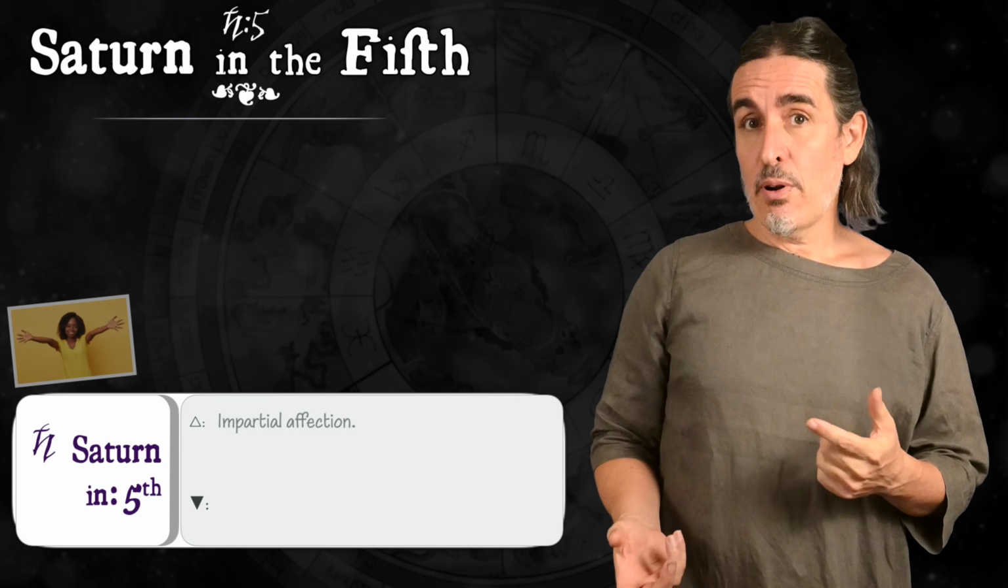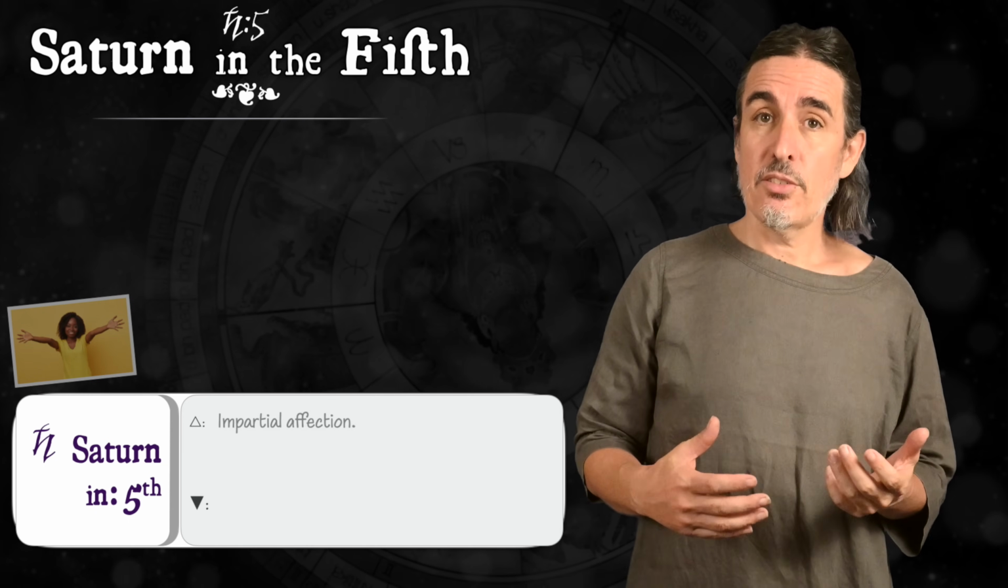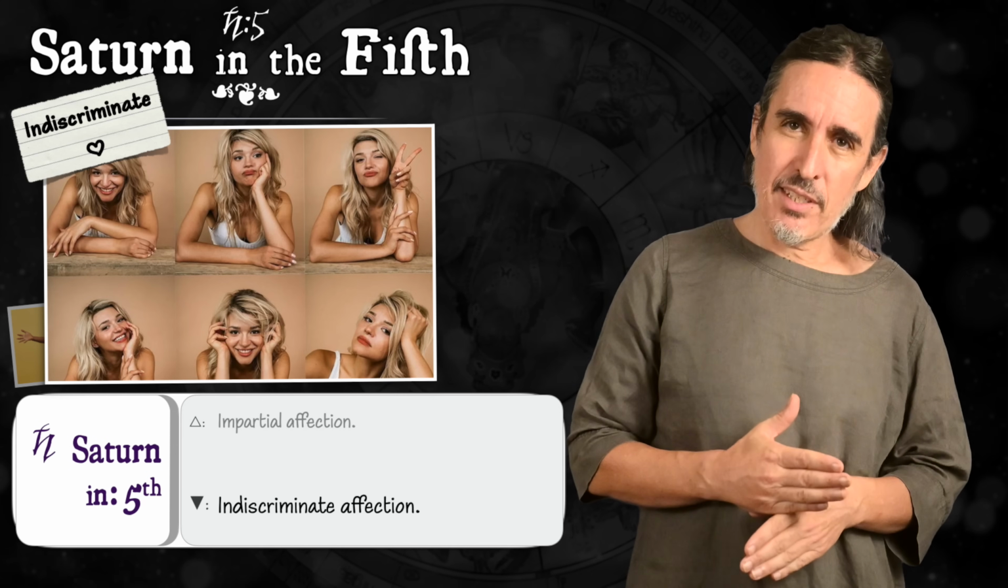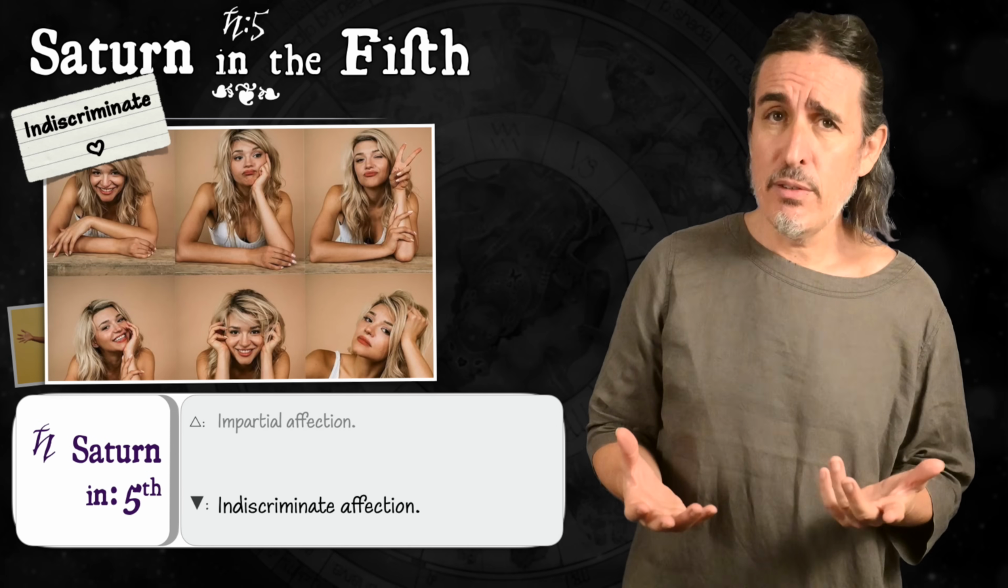The flip side of impartial affection is indiscriminate affection. Positive Saturn in the fifth house, you love everybody.